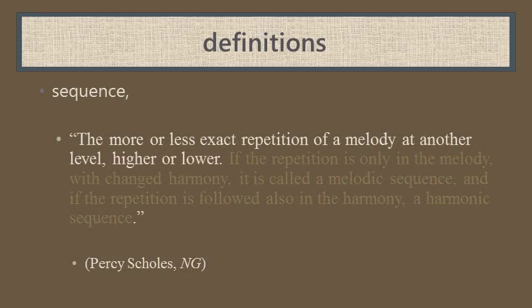A sequence is, according to Percy Scholes, the more or less exact repetition of a melody at another level, higher or lower. If the repetition is only in the melody with a changed harmony, it is called a melodic sequence. And if the repetition is followed also in the harmony, it's called a harmonic sequence. We'll look at harmonic sequences later in the course. Right now I'd like to focus on these melodic sequences, which is exactly what we have in the Lutoslawski piece.